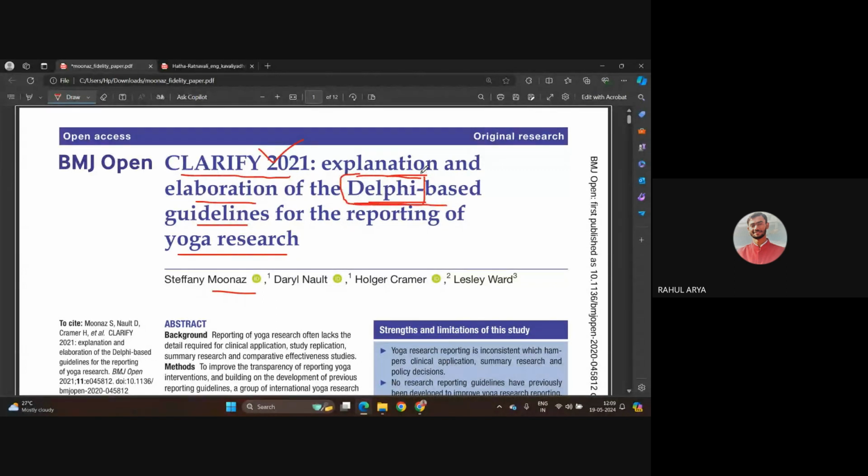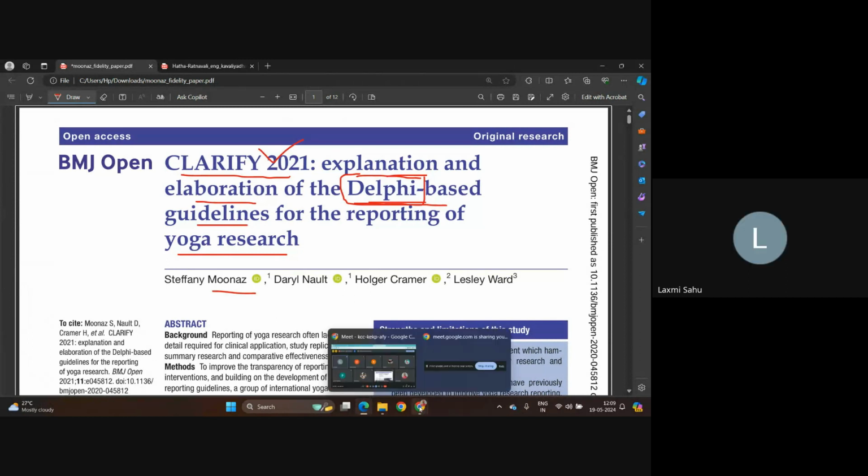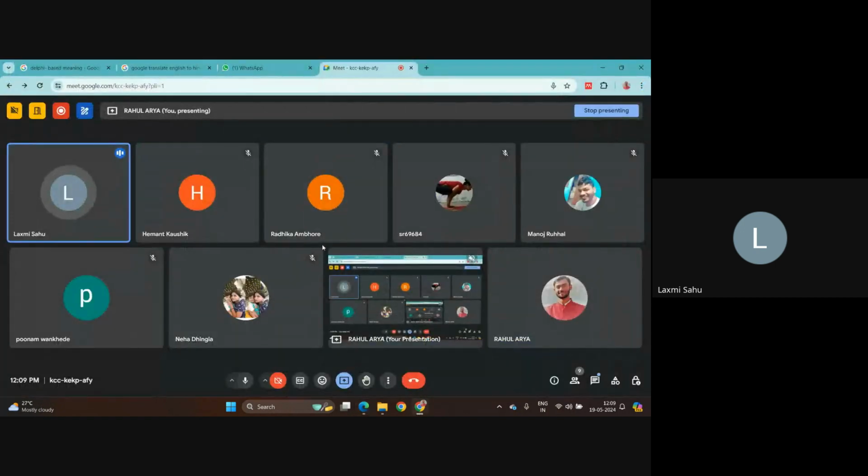I would like to ask you, do you know what is the meaning of Delphi here? Sir, Delphi technique is a systematic process of forecasting using the collective opinion of panel members.